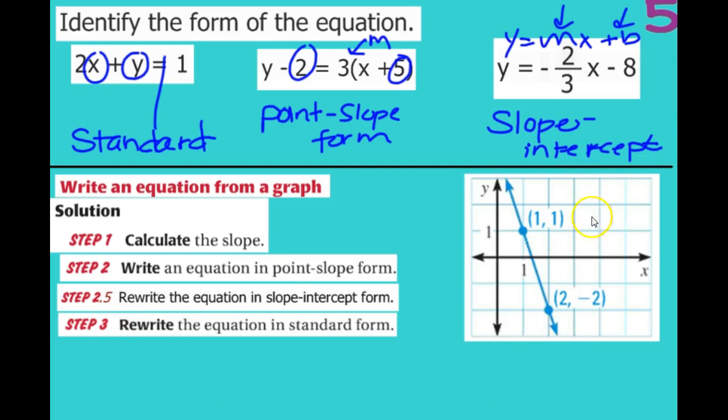Alright, we're going to do one more like we've been doing. It's just with a picture instead. Our goal is to get into standard form. First, we're going to find the slope. Then write an equation in point-slope form. Point-slope form, just a reminder, where we have our point and our slope. And then we're going to solve to get into slope-intercept form, which we've been doing. And then move to get x and y on the same side.